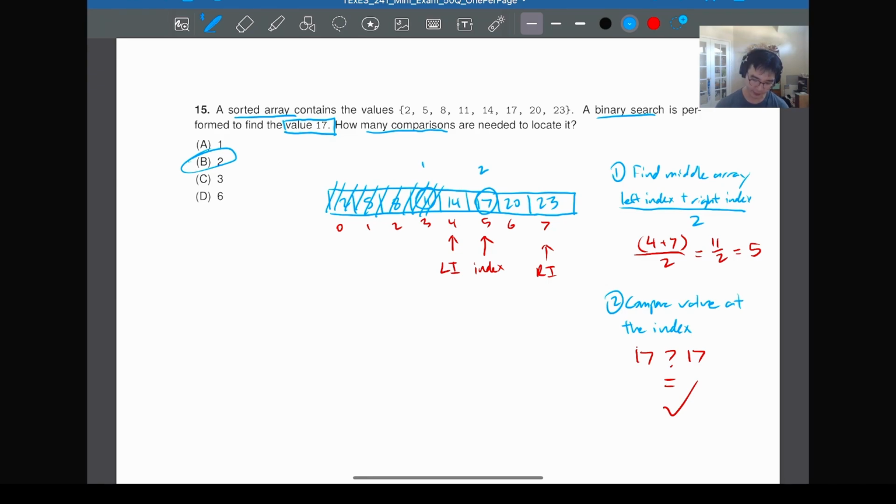And then let me go ahead and write step 3. Either you found it, great job, you found your value, or you didn't find it and you eliminate half. Just like we eliminated half of the search space by eliminating 0, 1, 2, 3, those indices. All right, that was question 15.